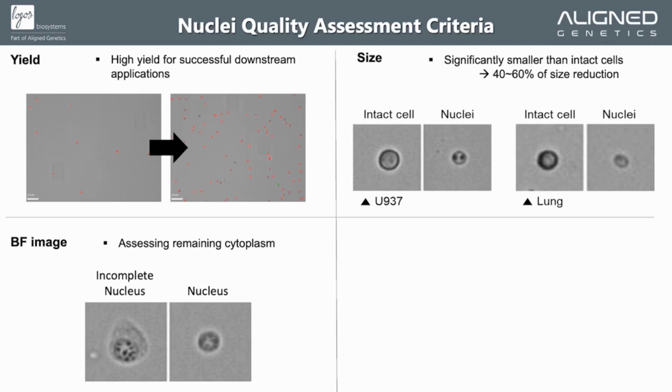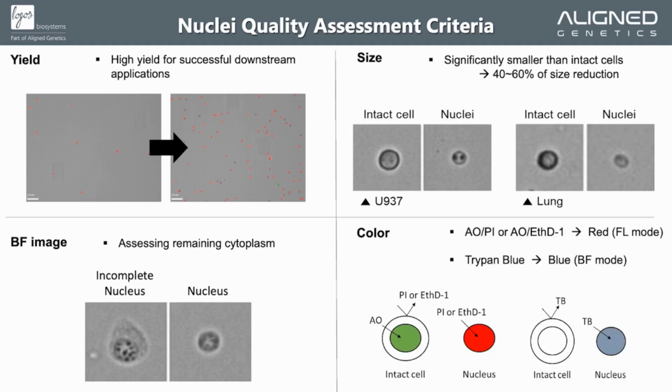Bright field images can help evaluate remaining cytoplasm content. From this montage, an incompletely isolated nucleus has remaining cytoplasm around it, whereas a complete nucleus typically has an oval shape without cytoplasm. Lastly is color. In fluorescent mode, stains like AOPI or ethidium homodimer should appear red, while trypan blue in bright field mode appears blue. So by using automated cell counters, we can assess nuclei quality based on yield, size, bright field images, and colors.